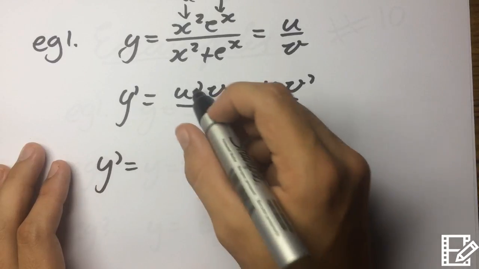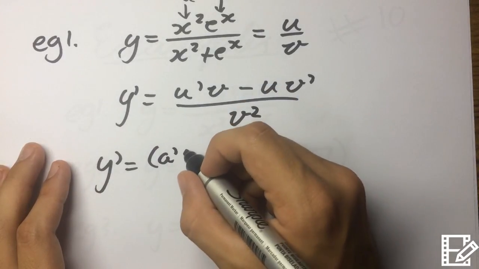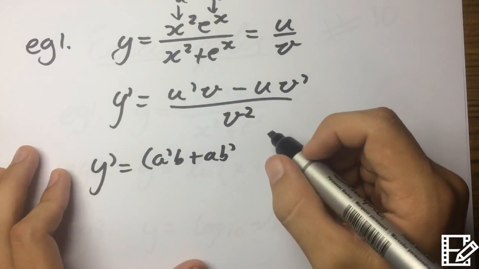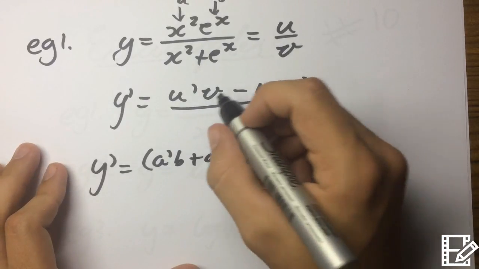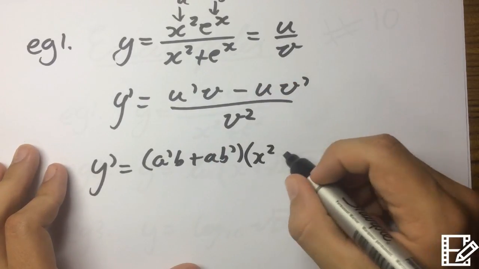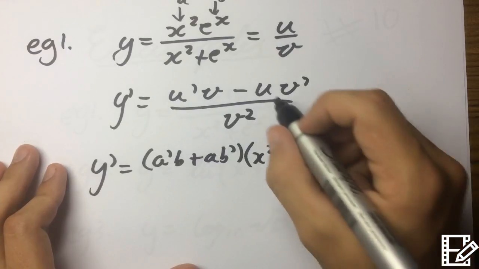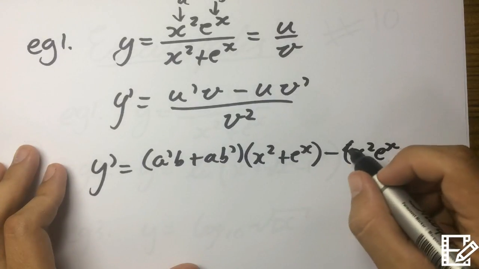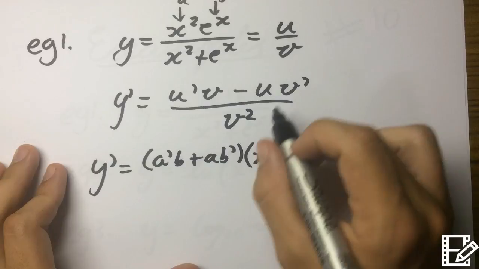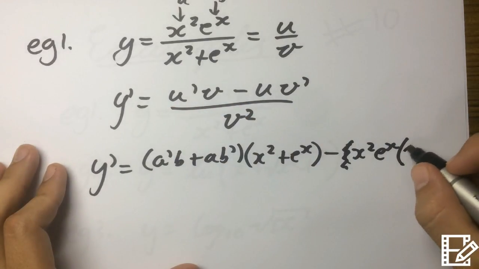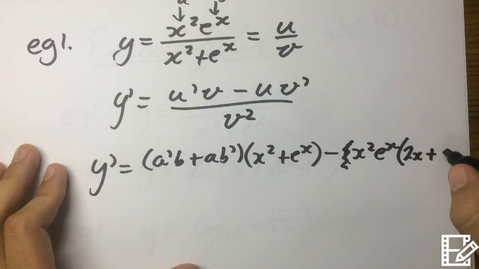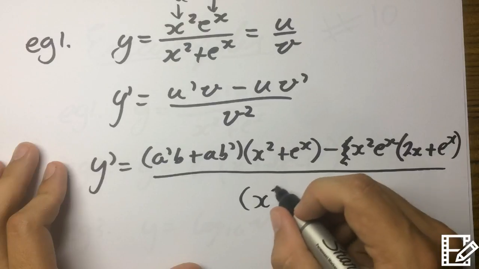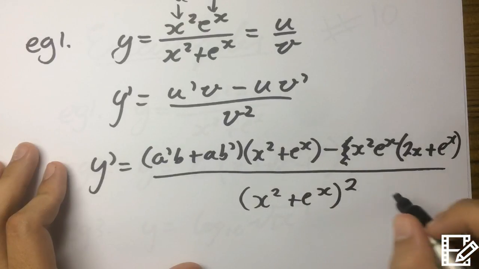So we're going to derive it. U dash will be a dash b plus a b dash, and v will be x squared plus e to the x, minus u, x squared multiplied by e to the x, bracket, multiplied by v dash. The derivative of x squared is 2x, plus the derivative of e to the x is just e to the x, all over v squared, which would be x squared plus e to the power of x, squared.